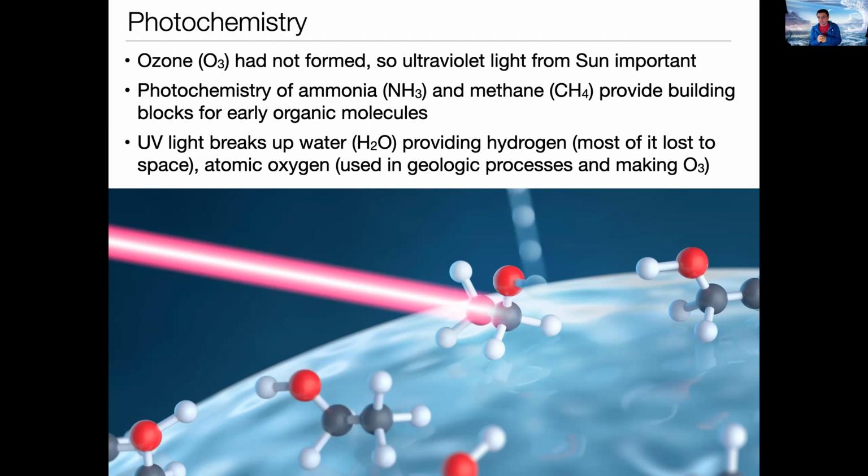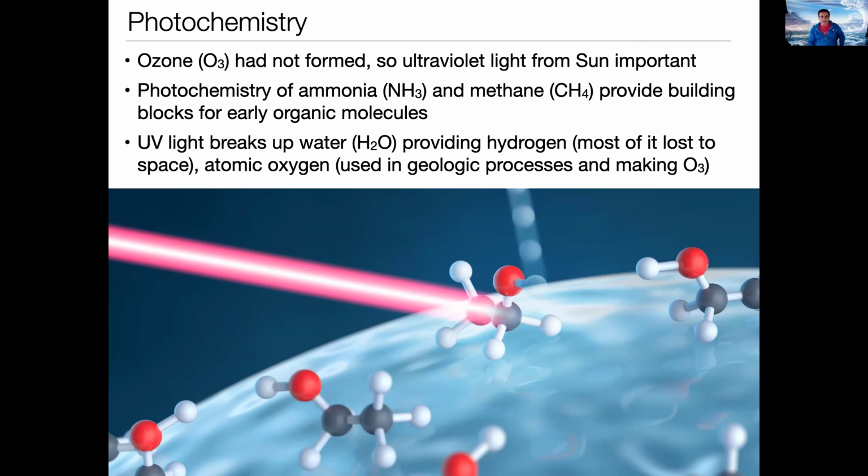Okay, in particular, UV light also breaks up water. That provides hydrogen. Hydrogen is very light. It floats, right? And so it would drift up to the top of the atmosphere, and lots of that hydrogen was lost to space. The oxygen that's left behind is used in geologic processes and ultimately would be used in making ozone, which would slowly taper off the ultraviolet chemistry that we see here on the surface of the Earth. That's why you and I aren't dead yet. Okay?